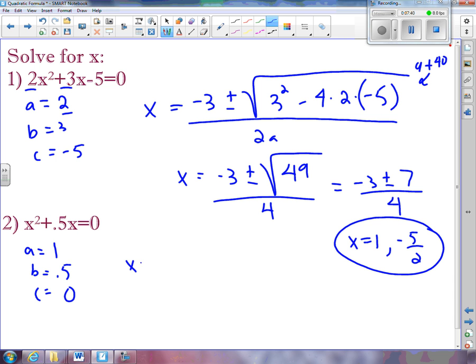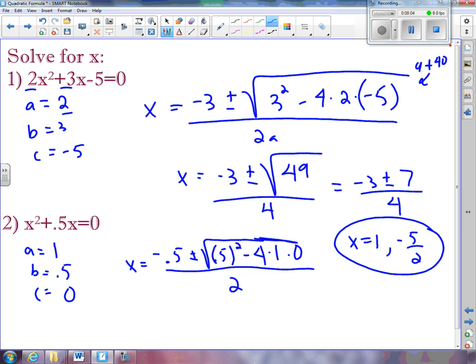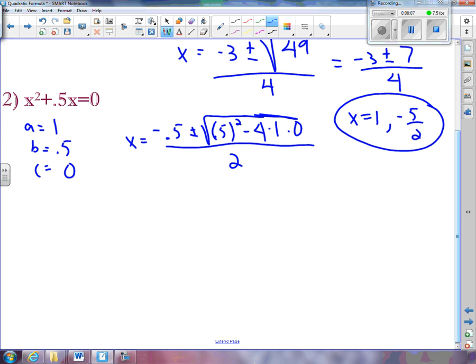It's just going to be x equals negative b, which is negative 0.5, plus or minus the square root of b squared, 0.5 squared, minus 4 times a, which is 1, times c, which is 0, all over 2a. A is 1, so it's just all over 2. So now this square root actually simplifies very nicely because there's a 0 in it. So I'm just taking 0.5 squared minus 0. So all this really is negative 0.5 plus or minus the square root of 0.5 squared.